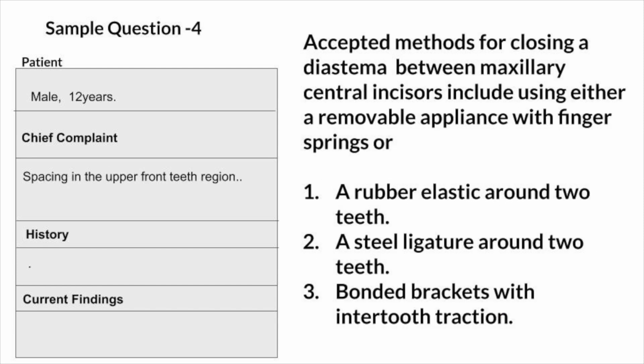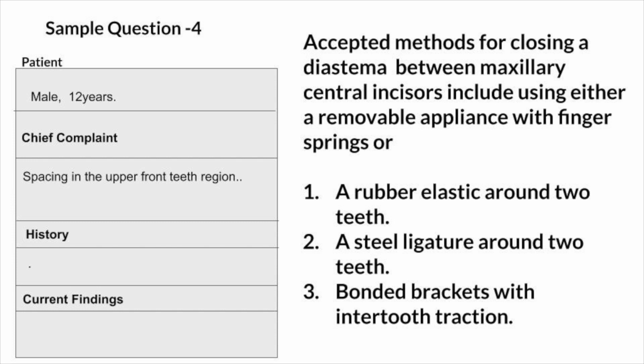Question 4. Male, 12 years, chief complaint: spacing in the upper front teeth region. Accepted methods for closing a diastema between the maxillary central incisors include using either a removable appliance with finger springs or a rubber elastic around two teeth, a steel ligature around two teeth, or bonded brackets with intertooth traction. Answer: bonded brackets with intertooth traction.